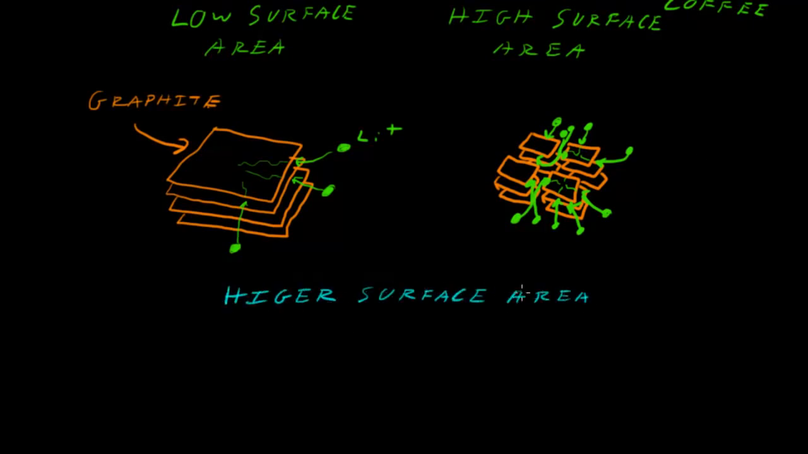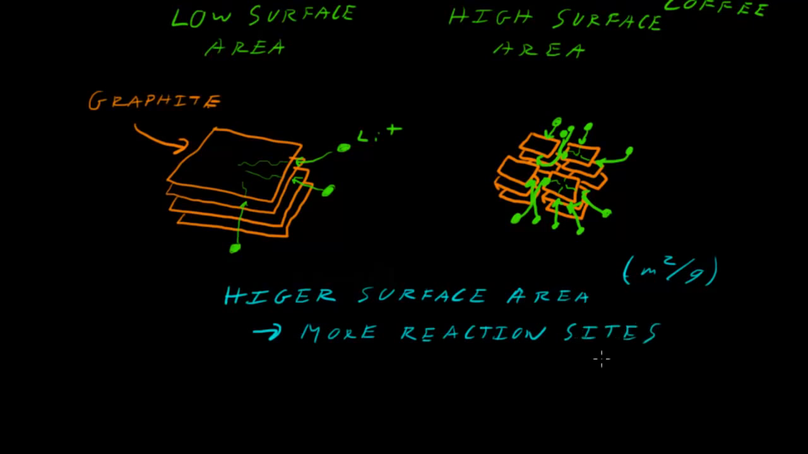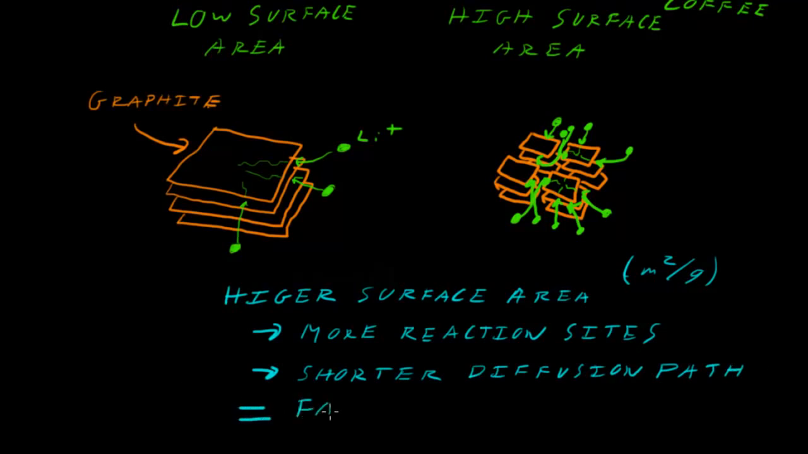The result with this higher surface area is that we have more reaction sites and we have a much shorter diffusion path. Both of those taken together means we have faster reaction kinetics. This is a big deal for energy. It means for the same grams, the same amount of battery material, so the same amount of charge stored, you can get more power.